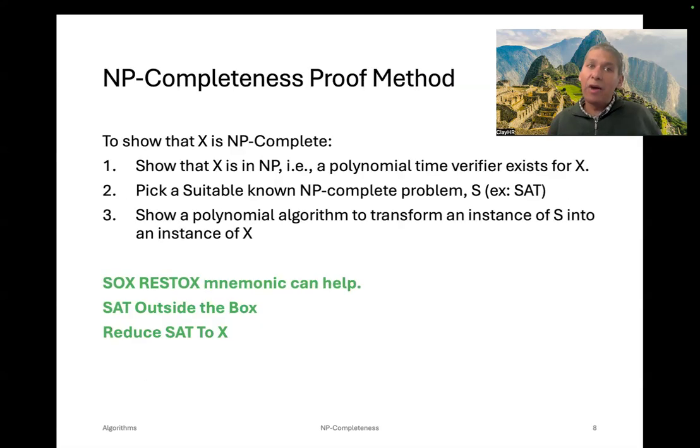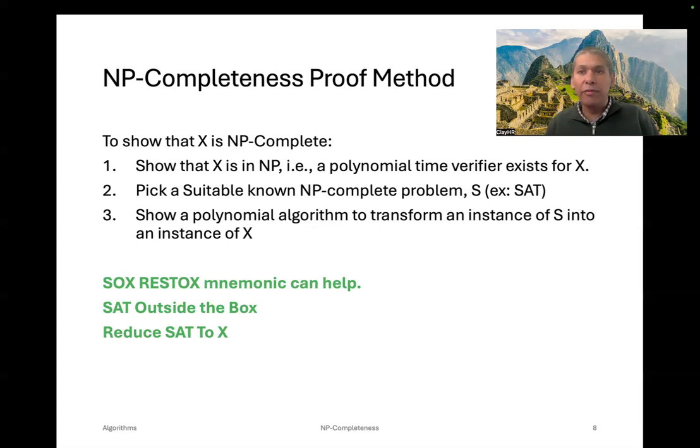Now let's understand our NP-completeness proof method. Our NP-completeness proof method essentially does the following. Let's suppose you have a new problem X, and you want to show that the problem X is NP-complete. First of all, you show that the problem X is in NP. That means that a polynomial time verifier exists for X. Essentially, you're given some instance of the problem X, and you're given a solution for it, and you can easily check if the solution is correct or not.